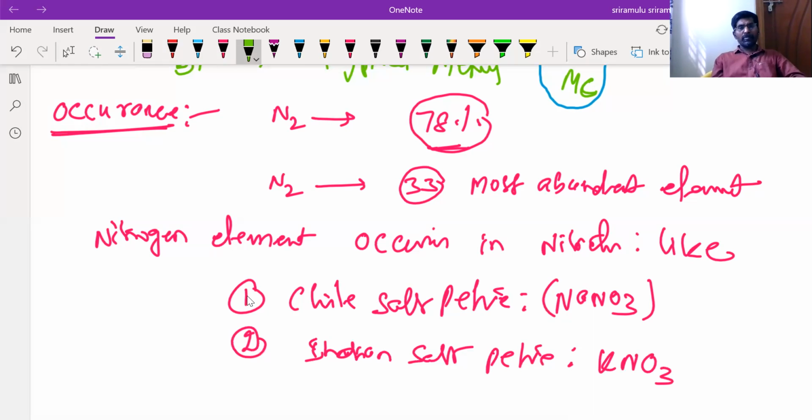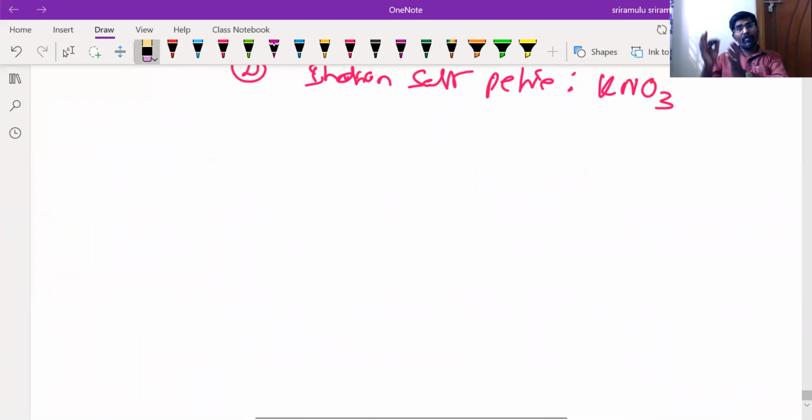Nitrogen is obtained in the form of nitrates, like Chile saltpetre, sodium nitrate, and Indian saltpetre, potassium nitrate, KNO3. Phosphorus also occurs in different forms. Before going to phosphorus, nitrogen may also occur in proteins, and it may be present in animals, that means living things.